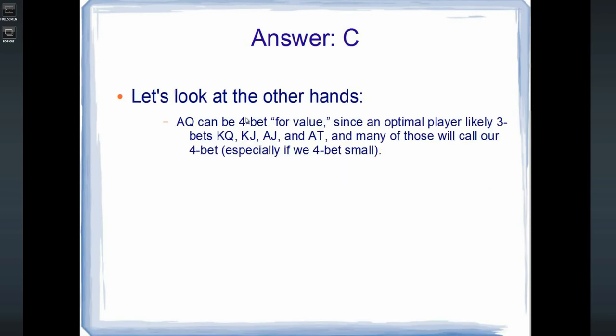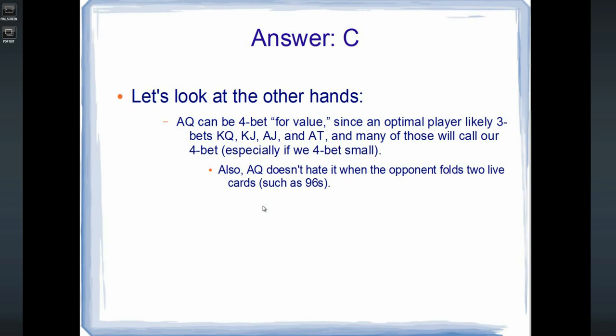So ace-queen can be 4-bet for value. I'm doing that little "in quotation" thing with my hand because the term value doesn't work that well here. But you can 4-bet ace-queen since an optimal player likely 3-bets king-queen, king-jack, ace-jack, and ace-10, and many of these hands will call our 4-bet, especially if we 4-bet small. Also, ace-queen doesn't hate it when the opponent folds 2 live cards. So if you do 4-bet and make your opponent fold 9-6 suited, that's cool. 9-6 suited was going to outdraw you a lot of the time.